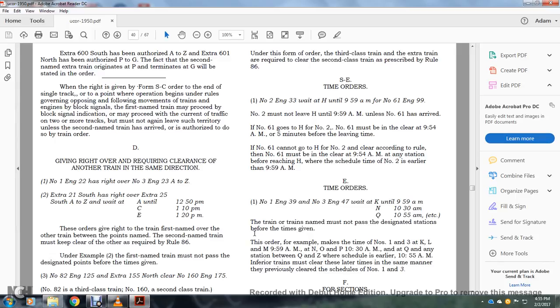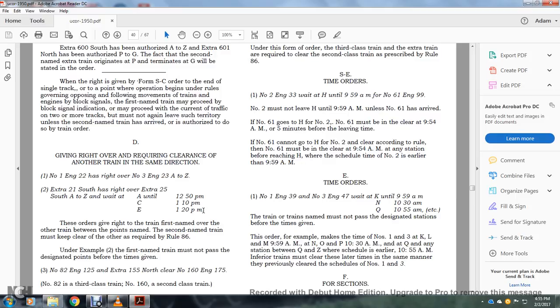When the right is given with the Form SE order, any end of the single track to the point where the operation begins is under the rules governing opposing and following movement. The train enters the engine block signal with the first named train. They proceed with the block signal indication. May proceed with the current of traffic on two or more tracks, but must not assign and leave such territory unless the second named train has arrived and is authorized to do so by train order.